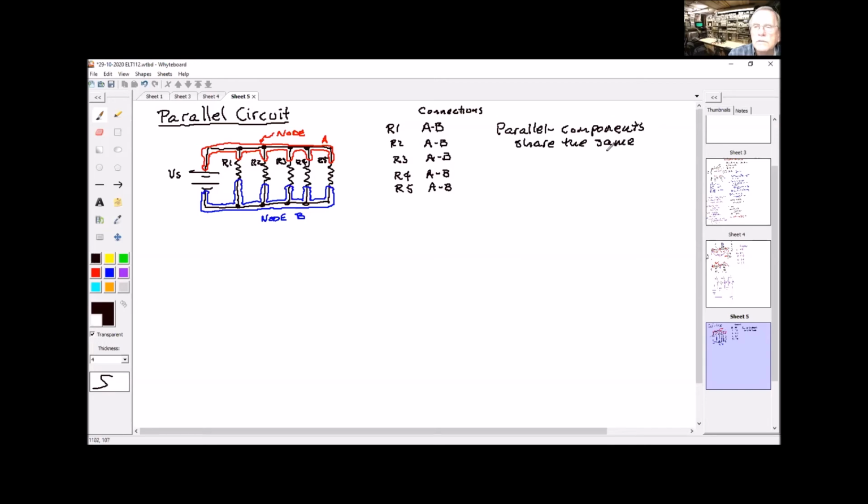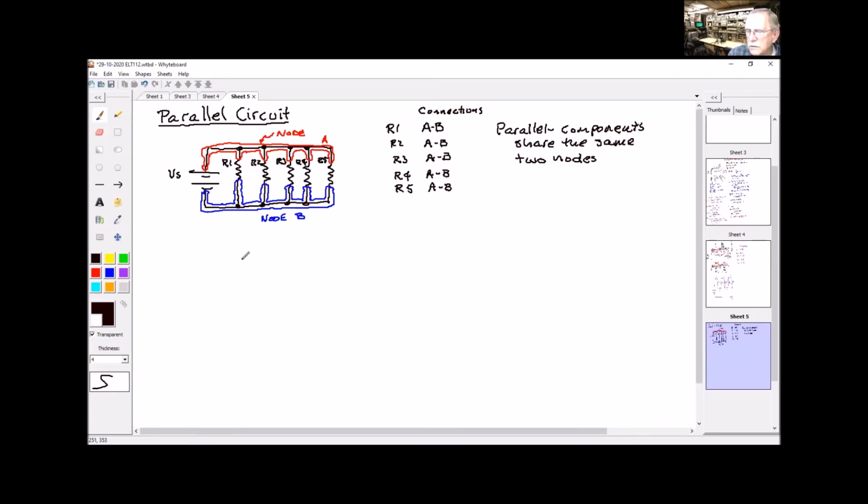So in a parallel circuit, we say that the components share the same two nodes. In this particular case, the two nodes they share are node A and node B, because they all connect to node A on the top, they all connect to node B on the bottom. Doesn't matter how I draw the circuit, they all connect to the same two nodes.